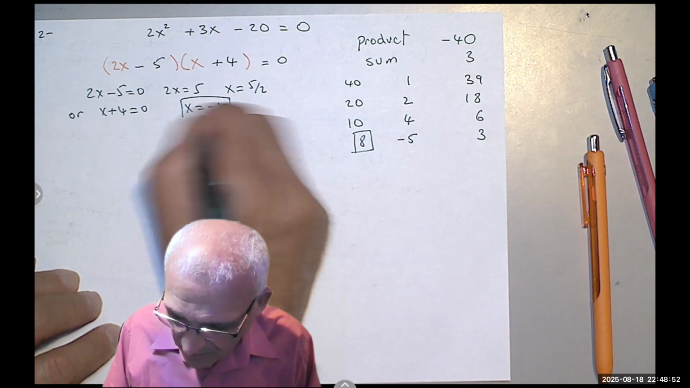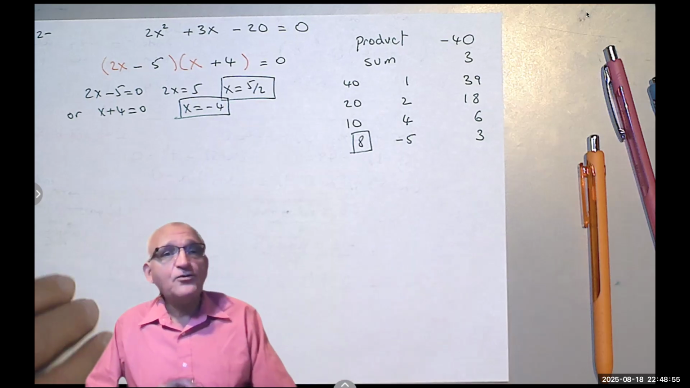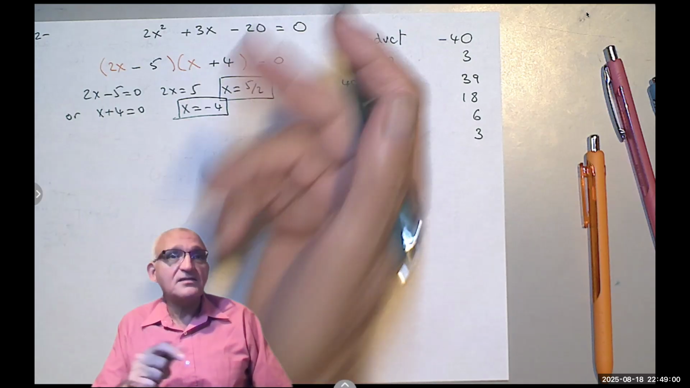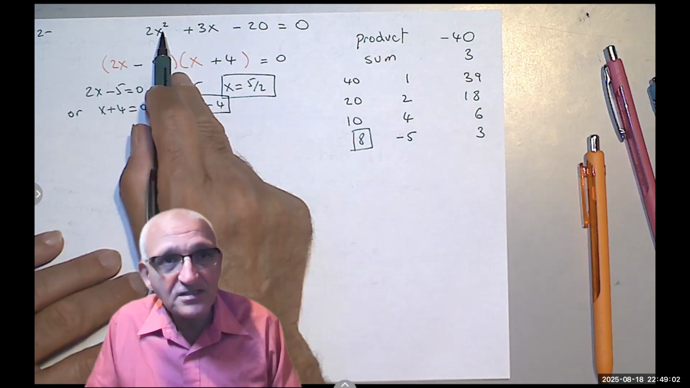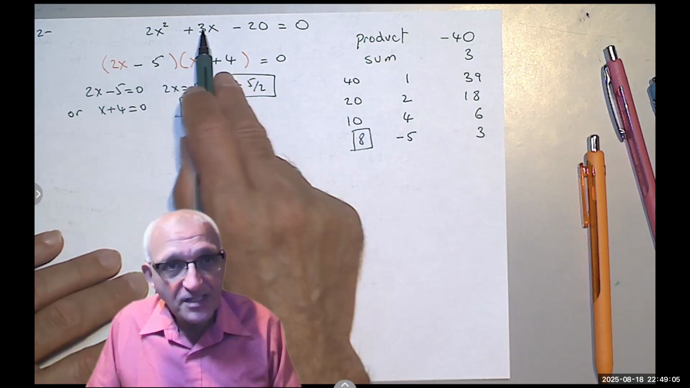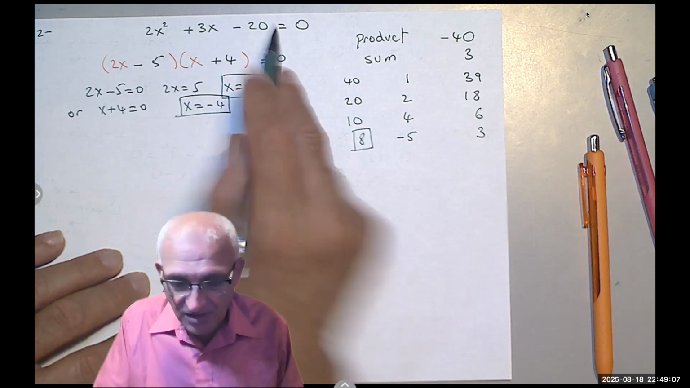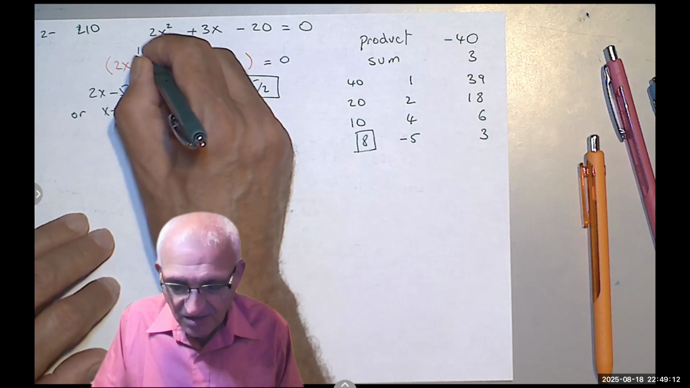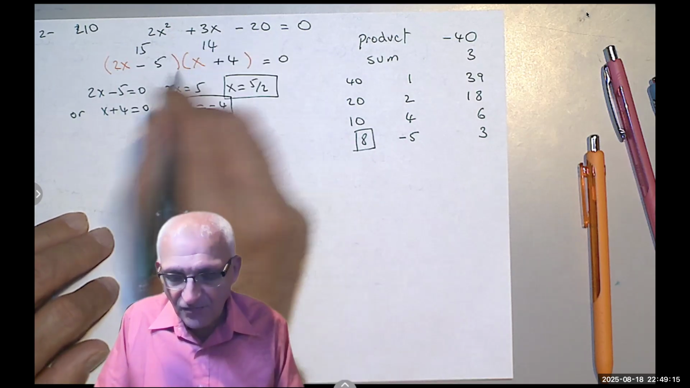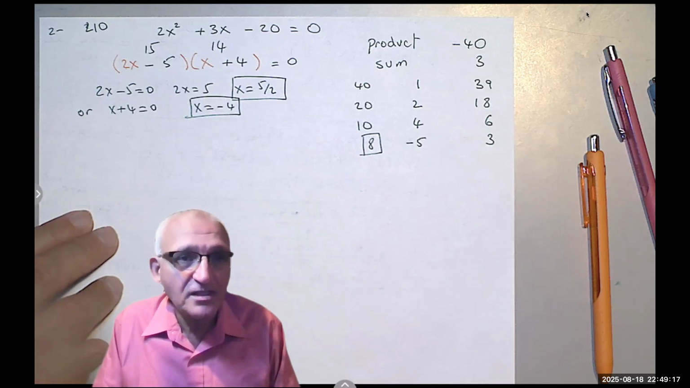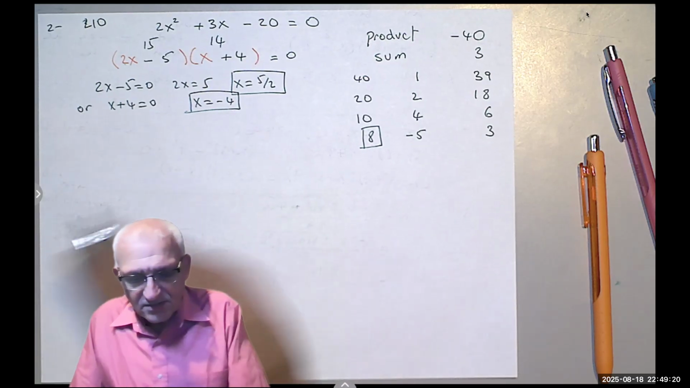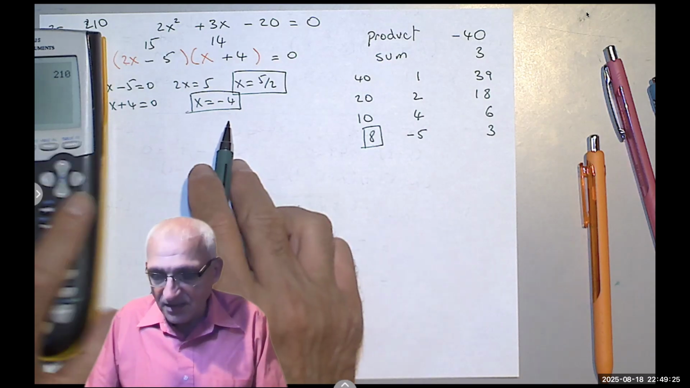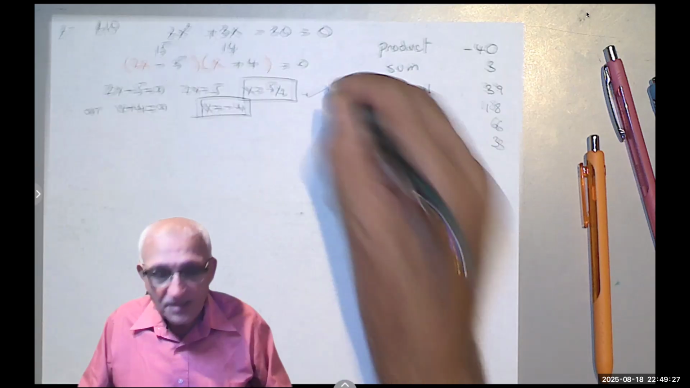Like we did before, is this correct? How do I check? The method I told you. X squared is 100 times 2 is 200. Plus 30, 230 minus 20 is 210. 2x minus 5 is 15. X plus 4 is 14. 14 times 15 is 210. You can check your answer with a calculator. You can say 15 times 14, and sure enough, it's 210.